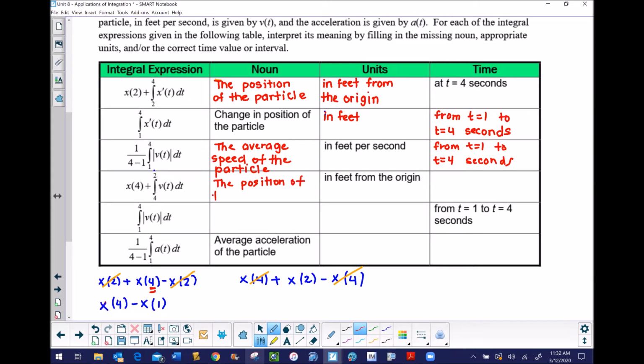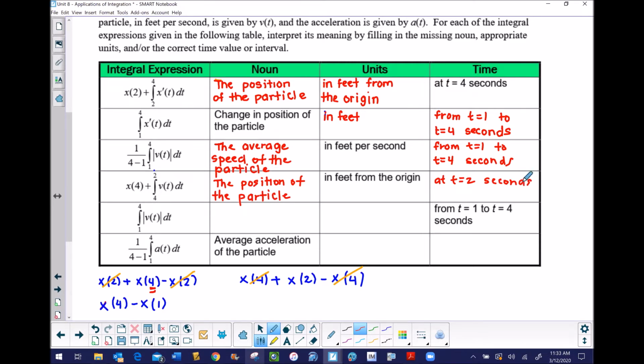The position of the particle. And if you haven't figured it out by now, the position is always going to be measured in feet from the origin. And then our time is a specific number, and it's at t equal 2. At t equal 2 seconds.